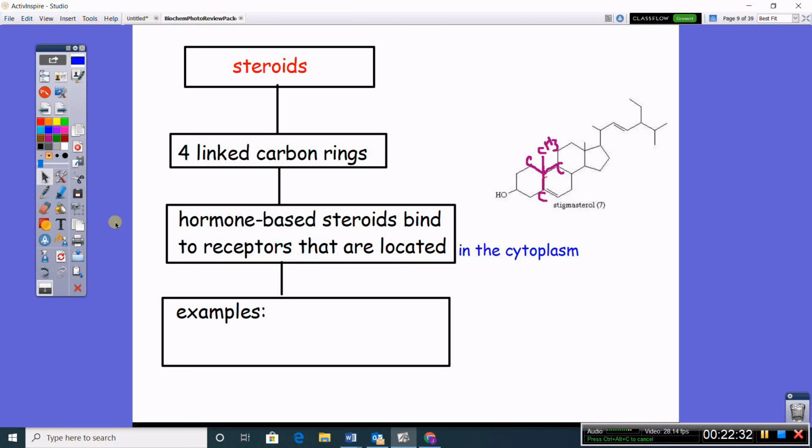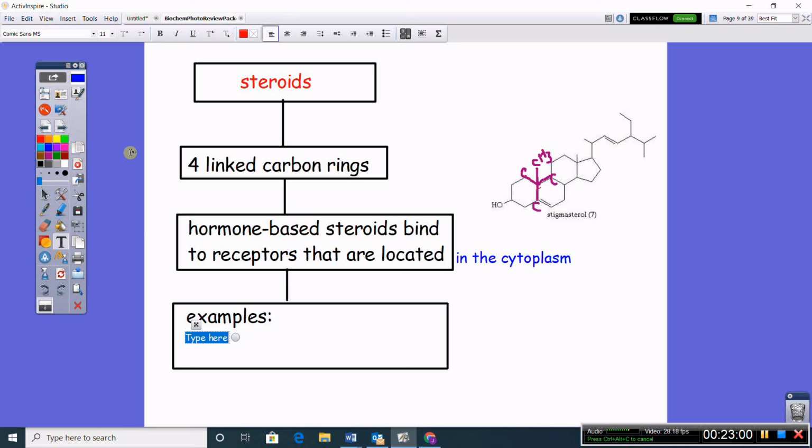One thing that we'll review probably sometime next week is remember that you have two different kinds of hormones: steroid-based hormones and protein-based hormones. Keep in mind, we talked about this a couple times this year, that the receptors for the steroid-based hormones would be located in the cytoplasm, because that steroid hormone can pass through the lipid bilayer and bind to receptors in the cytoplasm. Some examples of steroid-based hormones would be things like testosterone and estrogen.